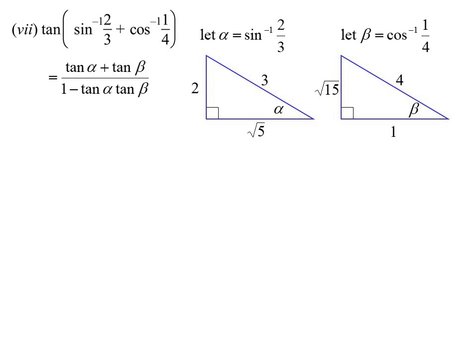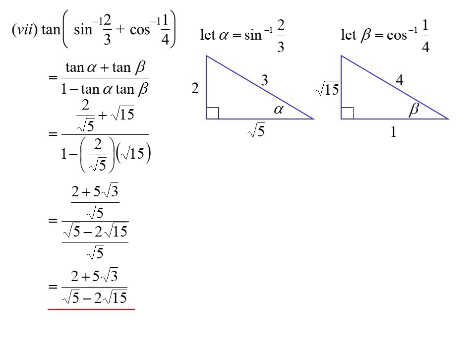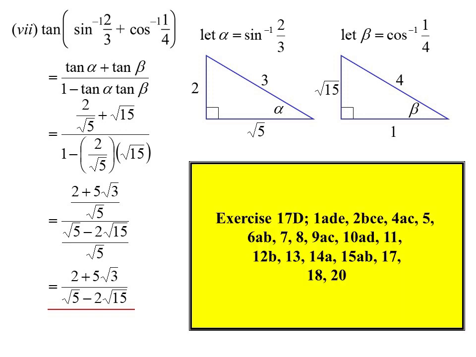Tan plus tan on 1 minus tan tan. I can now read off my triangles, substitute in, and a little bit of manipulation there, eventually we get it. There's an answer: 2 plus 5 root 3 over root 5 minus 2 root 15. Once again, that's an exact value. A calculator is not going to get that for me. So that's 17D, playing around with our compound angle formulas, so actually expanding the trig out.